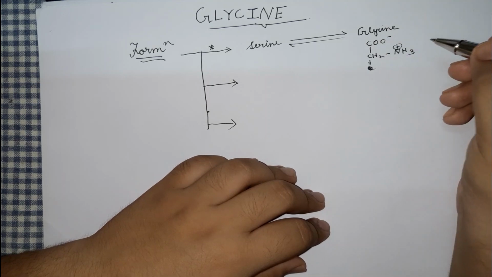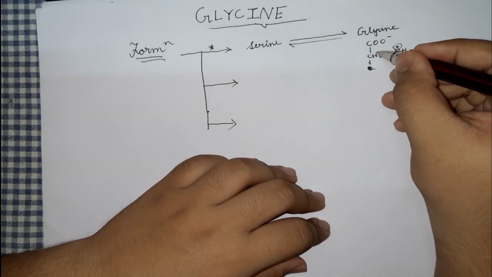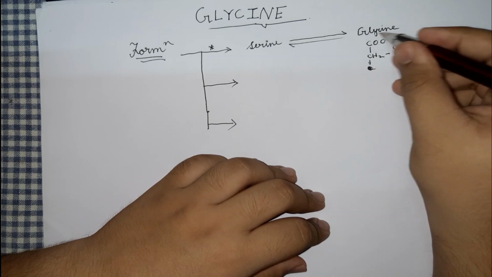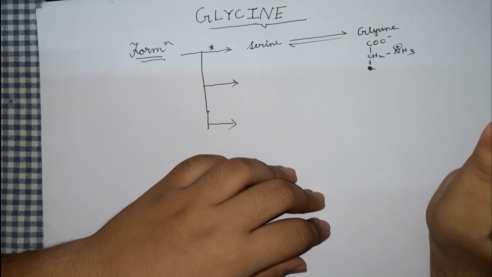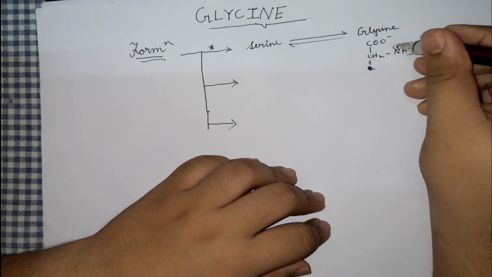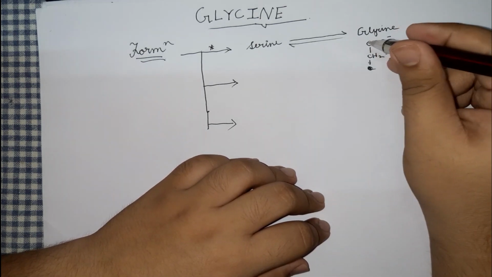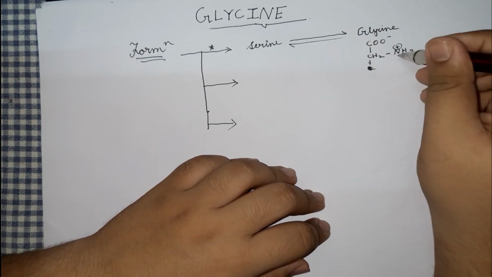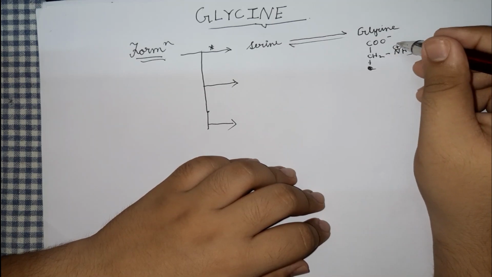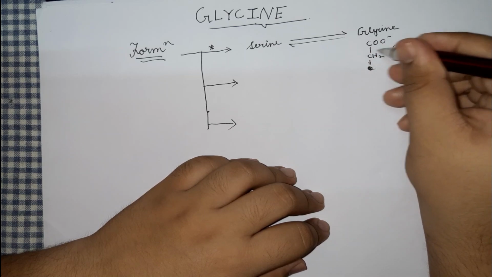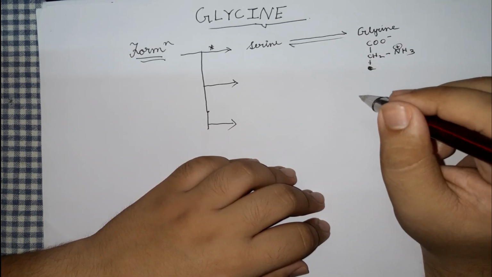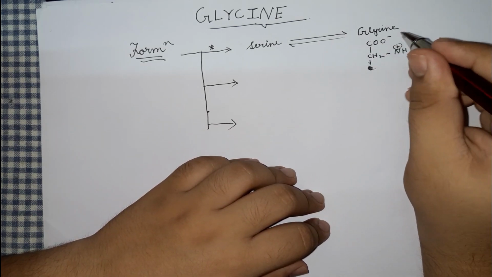So it has 2 carbons, and 1 carbon is linked to the carboxyl end and the amino end as well, and there is nothing else. That is why it is the simplest amino acid, because you need one N end and another C end, and these two cannot be linked to each other simultaneously. So the simplest thing that you can do is just introduce 1 carbon in between them. That is exactly what happens in glycine.